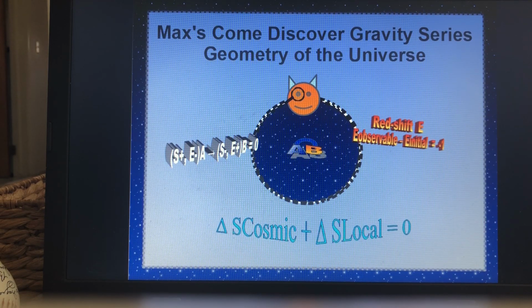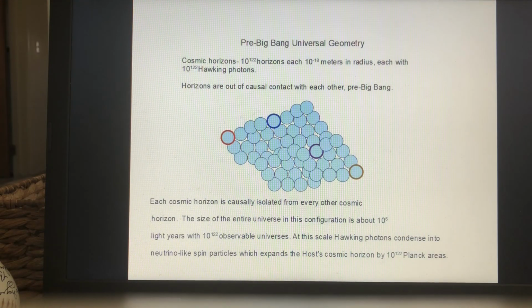It's Bill again, and today we're going to cover the geometry of the universe. I want to show people what the universe looks like before the Big Bang and then after the Big Bang, and also show how other particles are encoded on host particles' cosmic horizons. So, pre-Big Bang universal geometry.